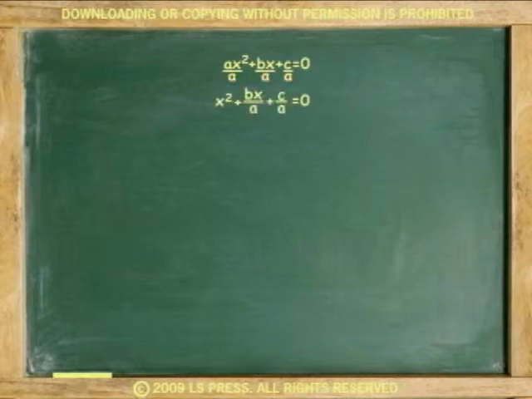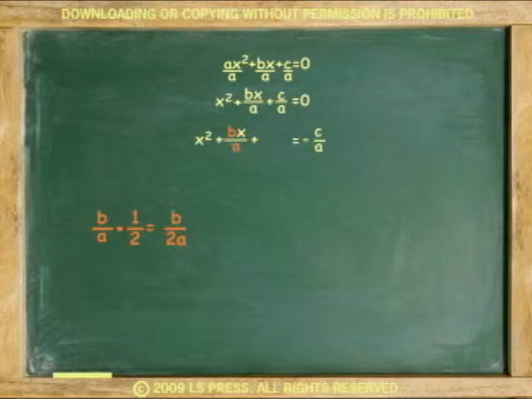Step 1. Divide the whole equation by a to reduce the leading coefficient to 1. Step 2. Move c over a to the right-hand side of the equation, leaving an empty space where c over a was. Step 3. Take 1/2 of the middle term, b over a, and square it. Complete the trinomial square with this expression by placing it into the empty space.